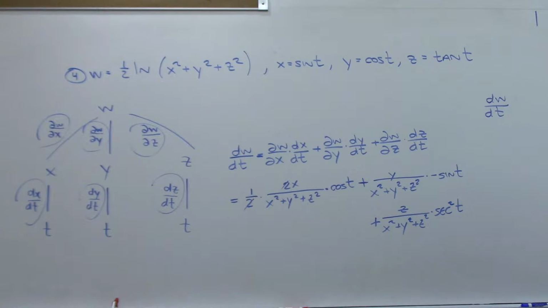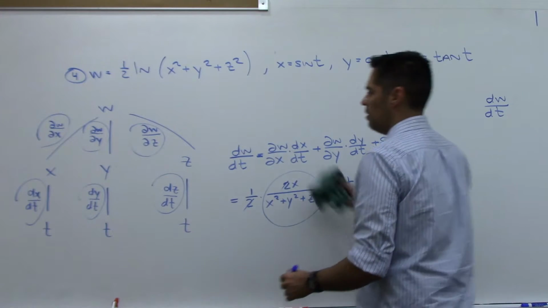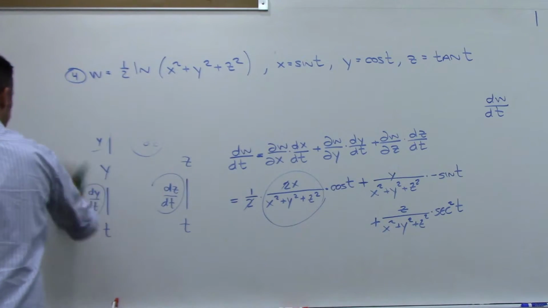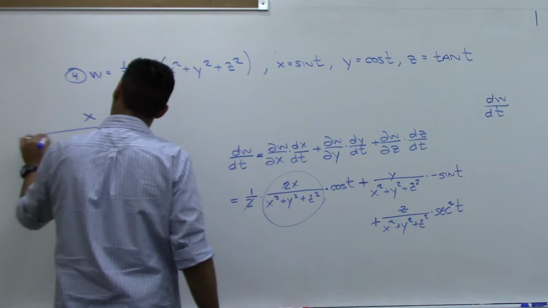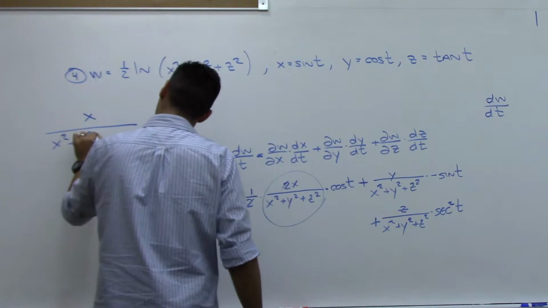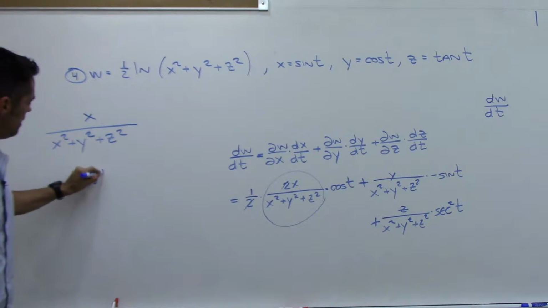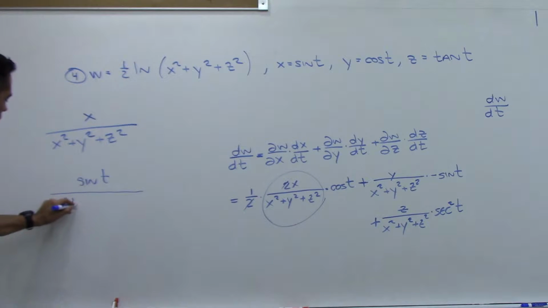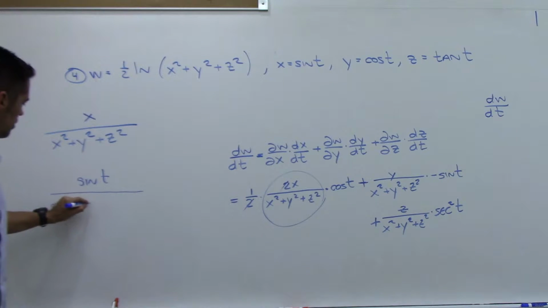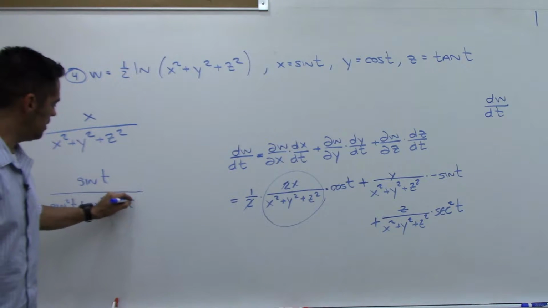Actually, it turns out to be really nice, doesn't it? Let's just look at this one right here. What would happen? Just that one. I'm not going to do them all. Too much work. What if I replace, if I have x over x squared plus y squared plus z squared? Well, x is sine t, so sine t over sine squared t plus y, which is cosine, so cosine squared t, plus z, which is tangent squared t.